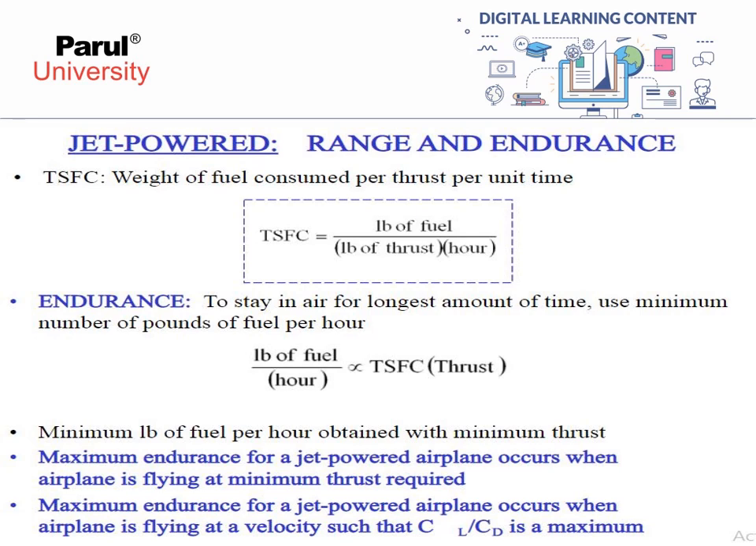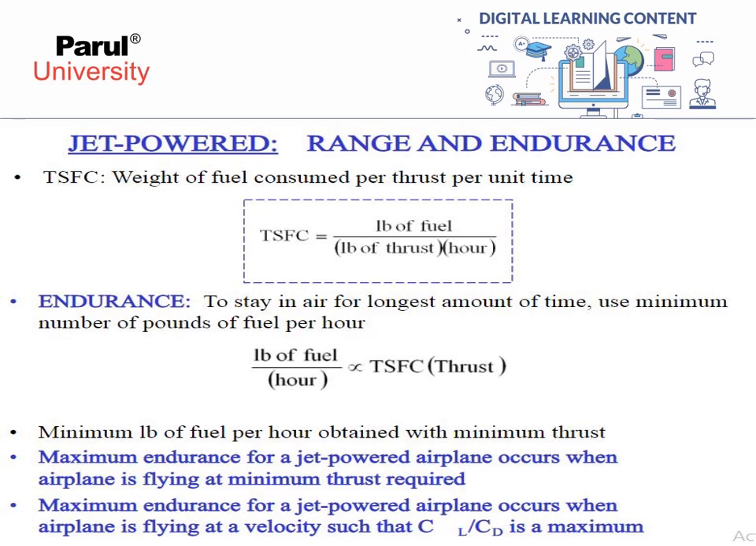So TSFC is equal to lb of fuel upon lb of thrust into hours. Then endurance is to stay in the air for the longest amount of time, so use the minimum number of pounds of fuel per hour. Means lb of fuel per hour is proportional to TSFC into thrust. Then minimum lb of fuel per hour is obtained with minimum thrust. Maximum endurance for a jet powered aeroplane occurs when the aeroplane is flying at a minimum thrust required.